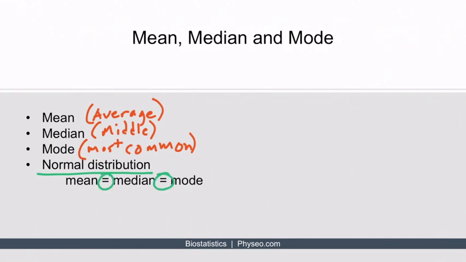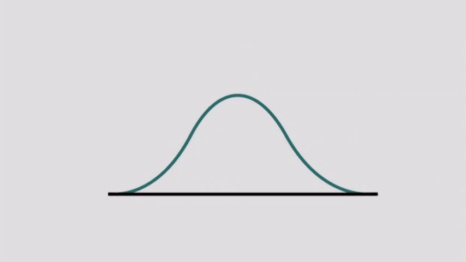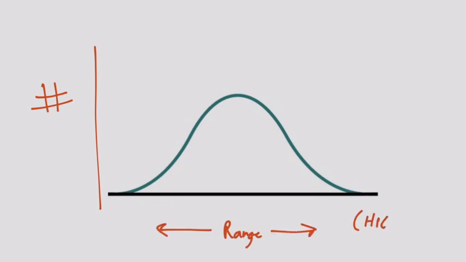Let me draw this out briefly to show you why. So along the y-axis, we have the number of data points. And then you have the x-axis providing the range of results. You have the high end and the low end. In a normal distribution of data, most of the results will appear here in the middle, which is why the peak is highest here in the middle.